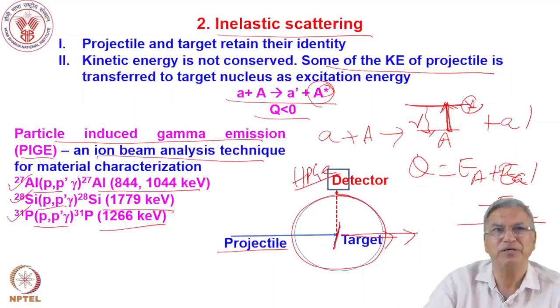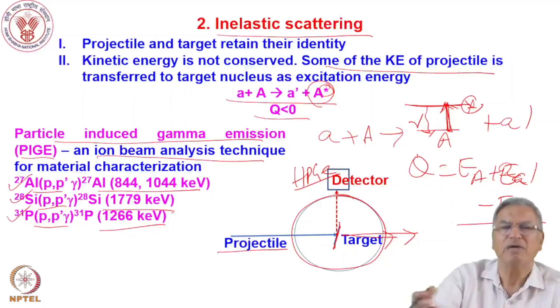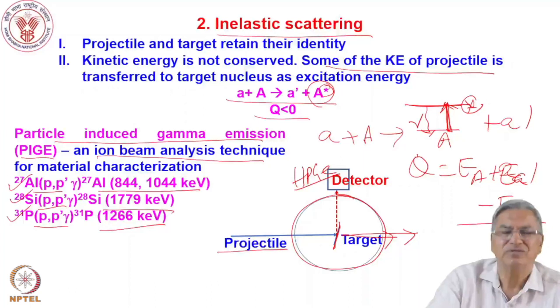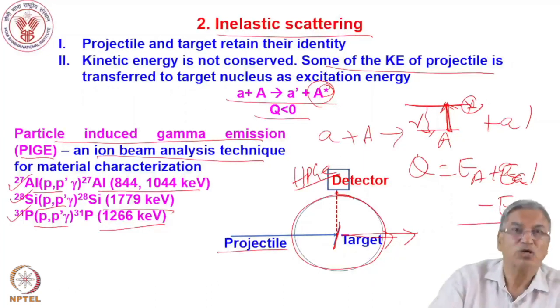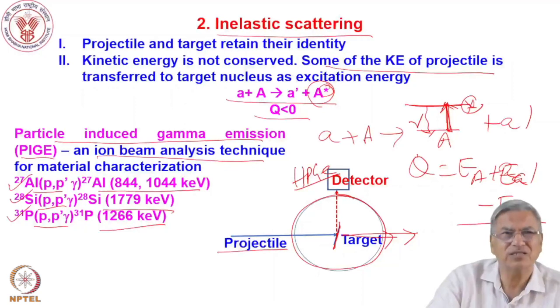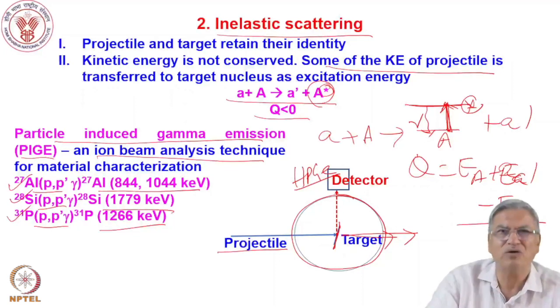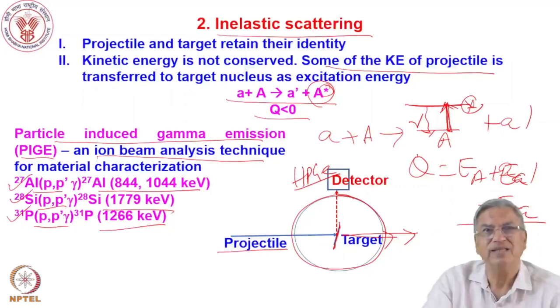It's an online experiment. While the beam is falling, gamma rays are being measured. You measure for some time, and then you record the gamma spectrum of the products that are formed. So these characteristic gamma rays tell you what the elements are. If you take the peak area and use some standards, you can find out the concentration of these elements in the material. So impurities or even bulk material characterization can be done using inelastic scattering.